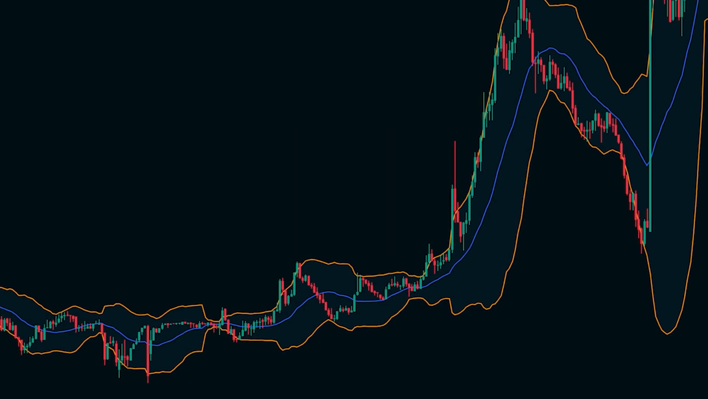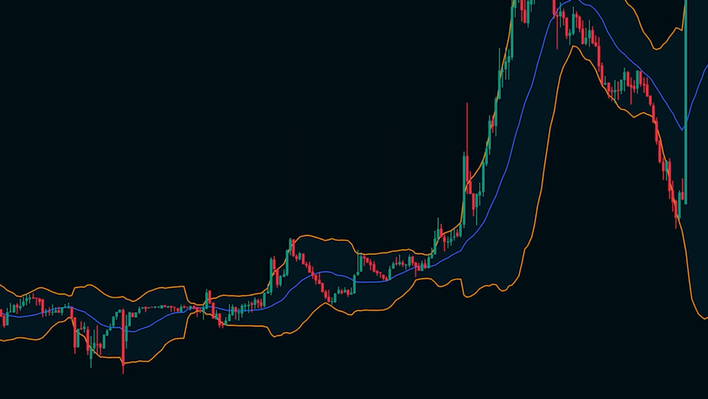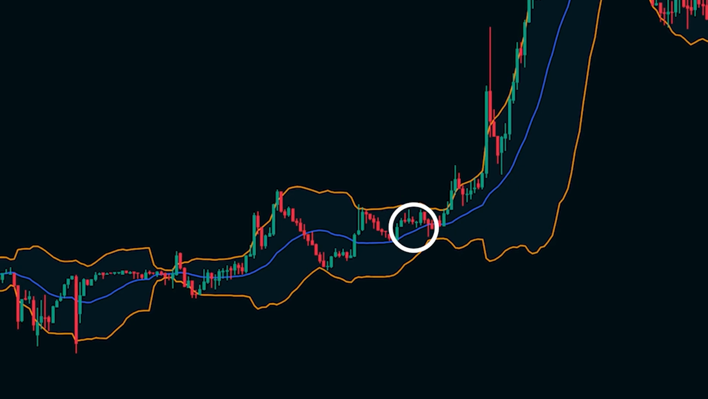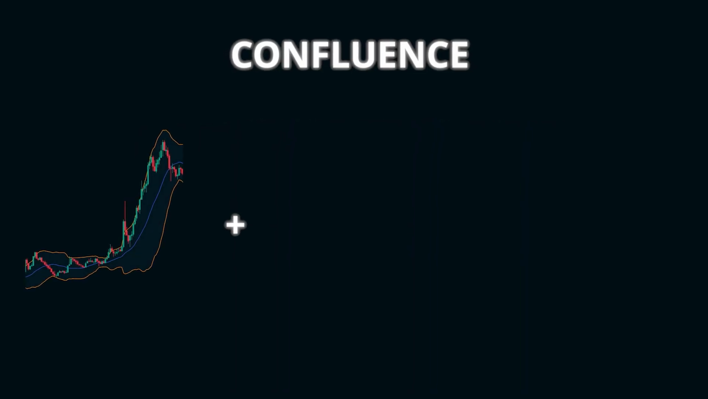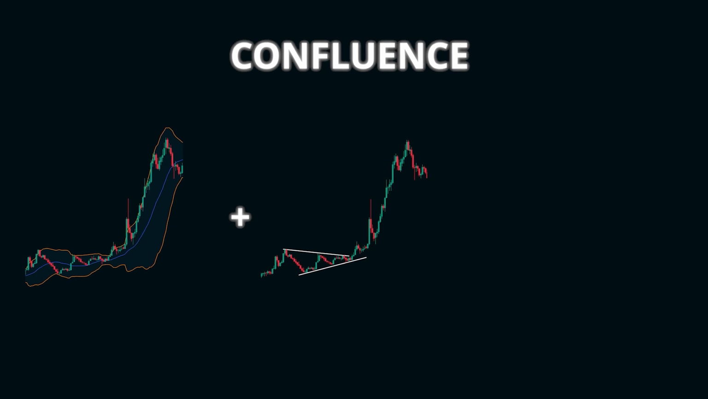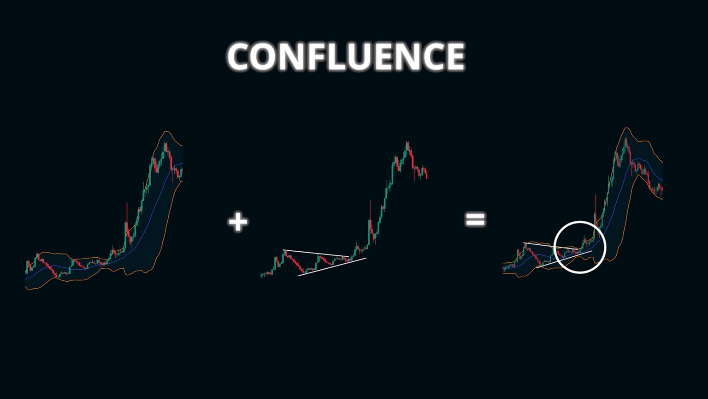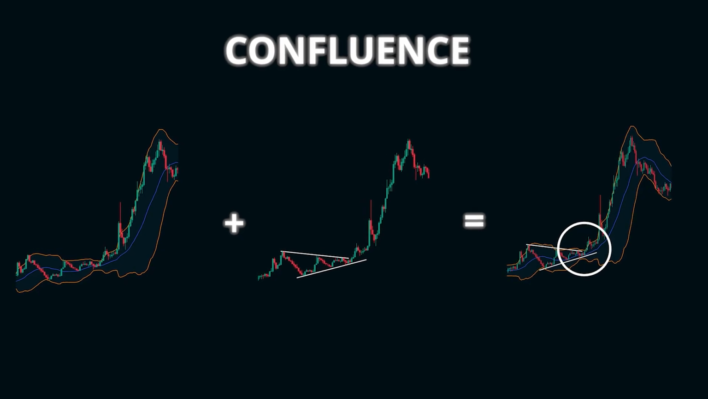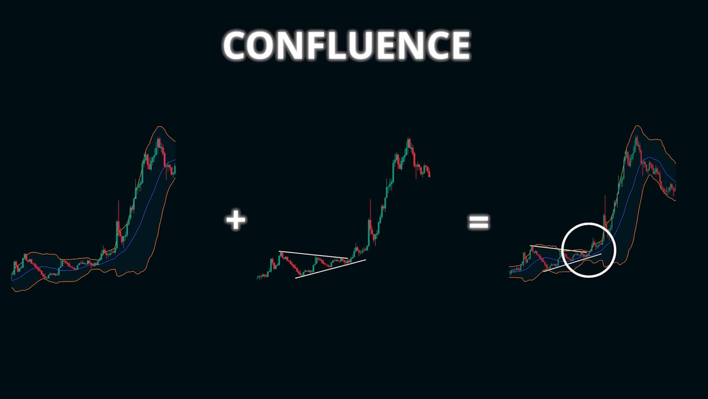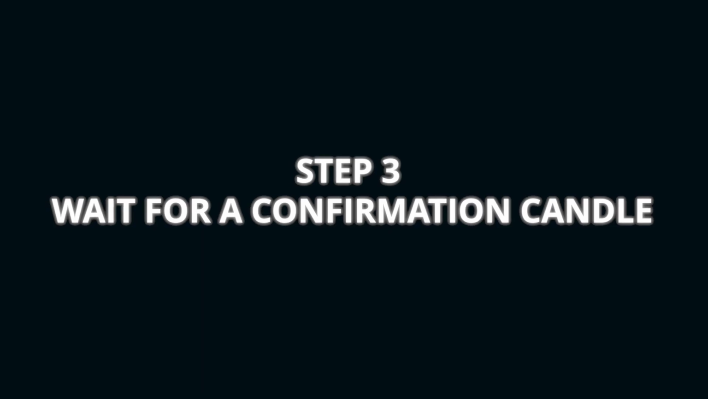Once the trend is confirmed, you wait for the pullback to the middle band. When price returns to the middle band in an uptrend, buyers see this as a fair value entry. But don't enter blindly. You need confluence before entering. Confluence means the middle band coincides with a support or resistance level from the previous trading session. When you've got 2 separate reasons for price to hold at that exact level, it significantly increases the probability of the trade working. The final step is waiting for a confirmation candle.